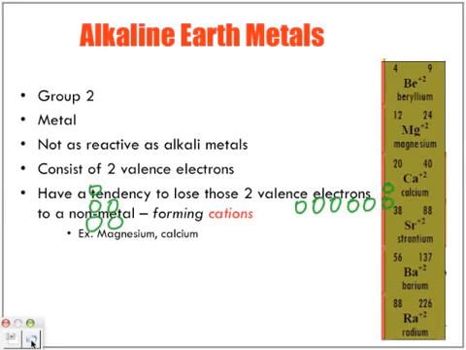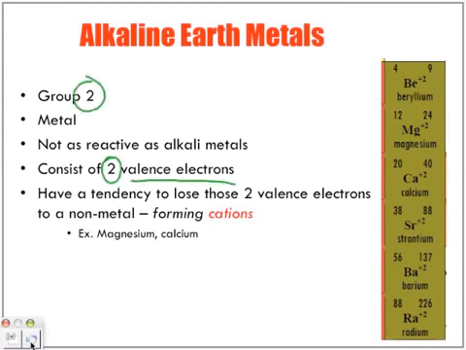Next group, alkaline earth metals. And we're not going to compare similarities and differences, right? The alkaline earth metals is group 2, right? They're also metals, so they're malleable, ductile. They're not as reactive as the alkali metals are. They consist of 2 valence electrons. Notice that 2 now, group 2.